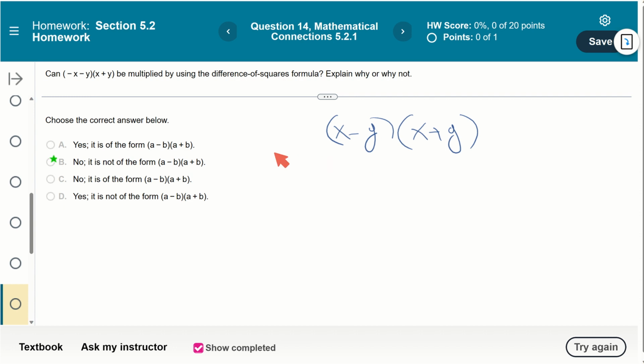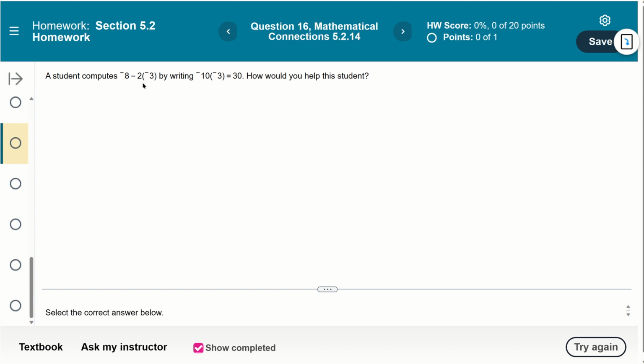It doesn't mean you can't start with a negative. You can do that, as long as the next one was negative x plus y. So these two are conjugates as well. So this we could have done using the difference of squares formula, and this one we could have multiplied out using that formula, but not the one that's given. Okay? All right, so here we have a student that has computed this particular expression by doing this.